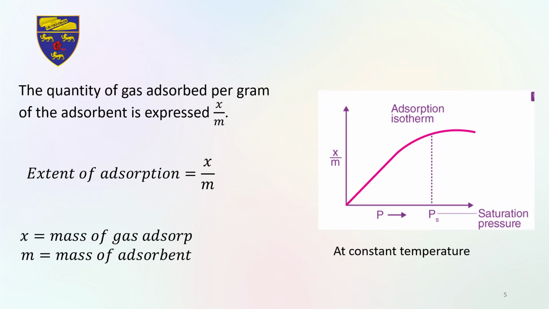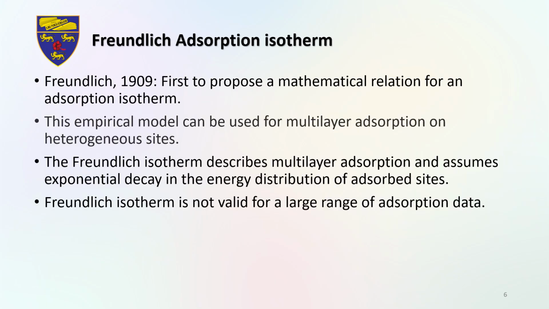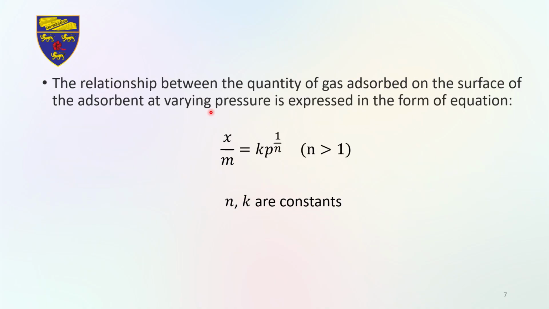no more gas can be adsorbed at that temperature. The first mathematical relation for these isotherms was proposed by Freundlich in 1909. This is an empirical model used for multilayer adsorption on heterogeneous sites, which means that the surface sites are not all identical in energy. And this model is not valid over a very large range of the adsorption data.